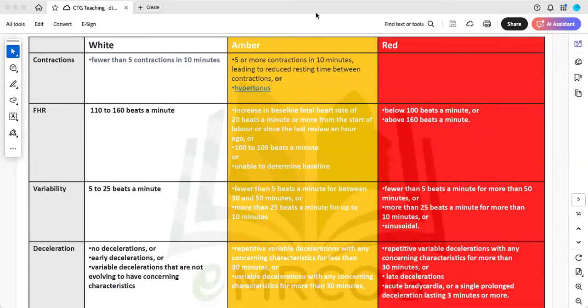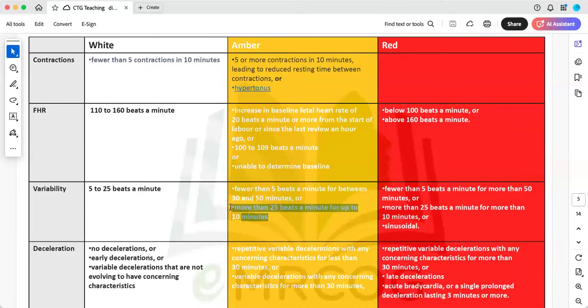If this variability lasts more than 50 minutes as reduced, I will be so much worried because this is highly pathological and it is associated with significant fetal hypoxia or acidosis or brain injury. However, at the same time, increased variability of more than 25 is not something that we like. If it is for up to 10 minutes, I'm still worried. Why? Because it can also represent that the baby is under stress, fetal distress, okay?